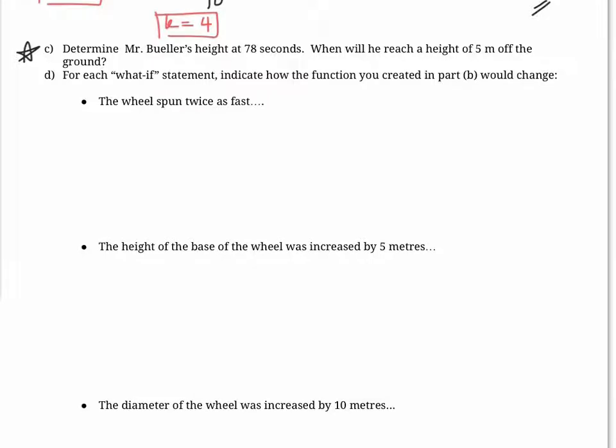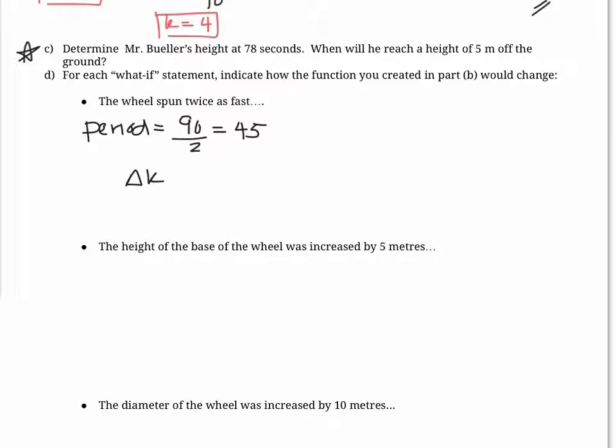If you're coming back to check, hopefully you realize that when the wheel spins twice as fast, that means the period will cut in half. So our period would be 45. So what would be changing is our K value. Our K value would change.